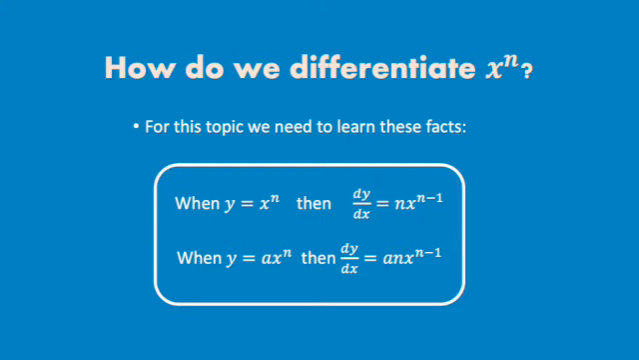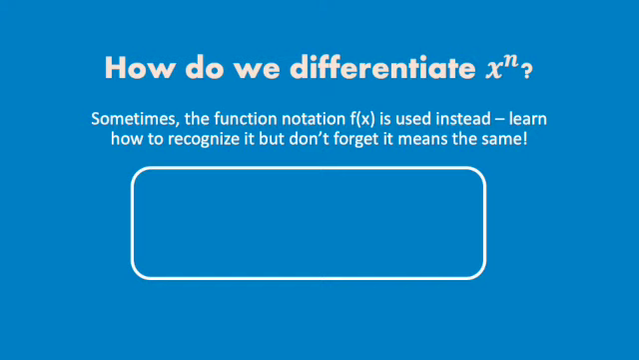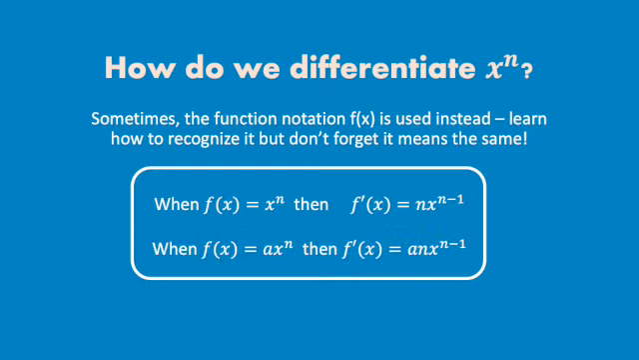But let's have a look at what it would look like with that function notation. Remember, we said that it's exactly the same. So if instead of y equals x to the n, it was f of x equals x to the n, we do the same action of multiplying through by the power and then subtracting 1 from the power. But instead of writing dy dx, we write f dash x. And this other fact here, ax to the n, is just talking about a constant in front of the polynomial, and you'll see it makes no difference. We're still going to multiply through by the power and then take 1 away from the power.